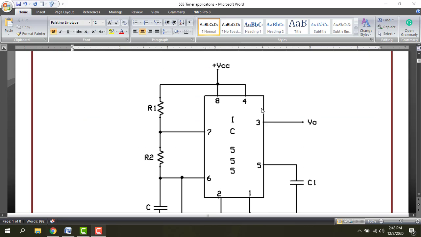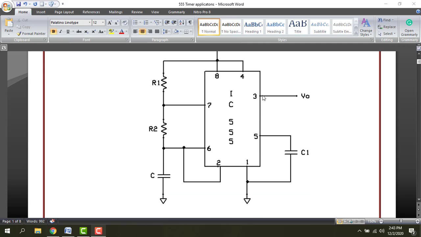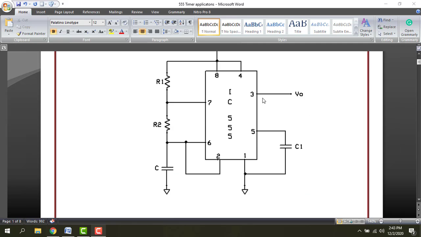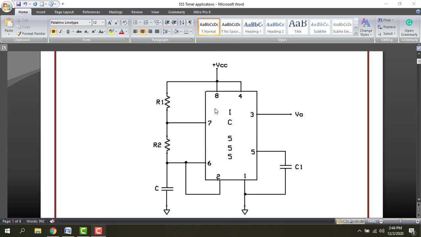So this is a circuit diagram of the 555 timer based astable multivibrator. A resistance R1 is connected between pin number 8 and 7, and resistance R2 is connected between pin number 7 and 6, and one capacitor C is connected in series from pin number 6 to the ground. Pin number 1 is ground, and between 1 and 5 we are going to connect capacitance C1. This is a decoupling capacitance. Now we are going to design the circuit components one by one.